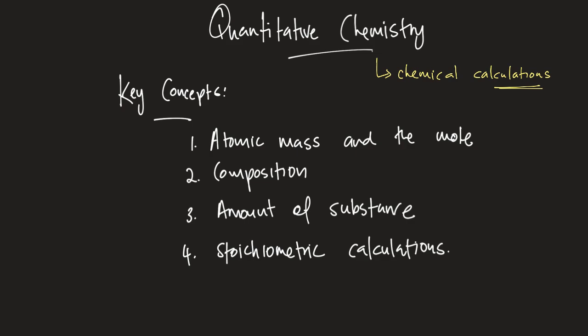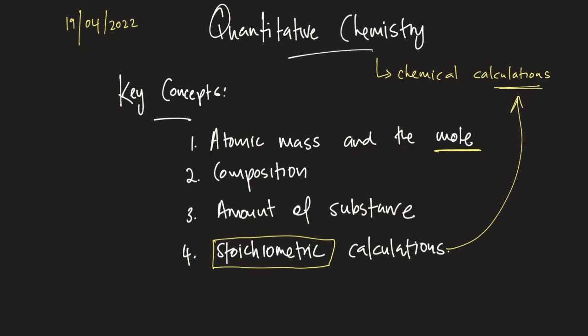involved in this section. The date I'd like you to go into your chemistry books, find a brand new page at the beginning of the book, quantitative chemistry. You can put the 19th of April 2022 as your date. And the key concepts we're going to be looking at are atomic mass and the mole. This is a new concept, but I will explain everything as we go. Then we're going to look at composition, the amount of substance, and then something completely new called stoichiometry. So stoichiometric calculations, that's just chemical calculations related to quantitative chemistry.